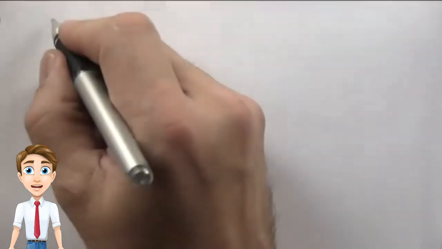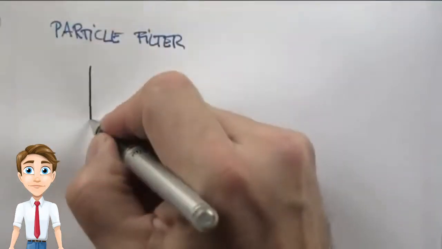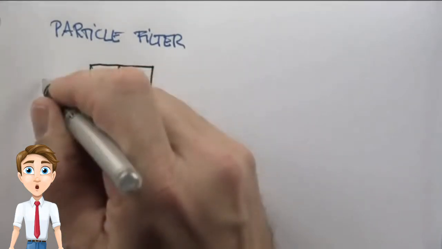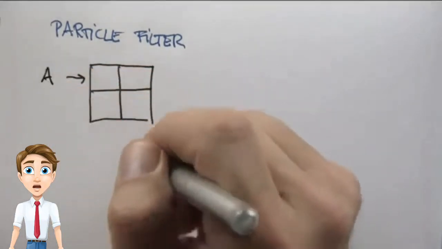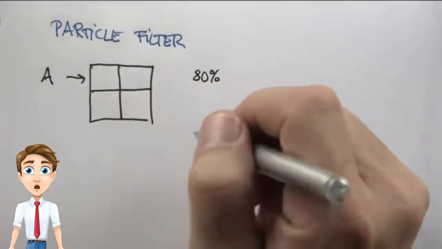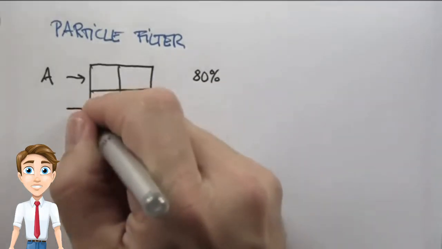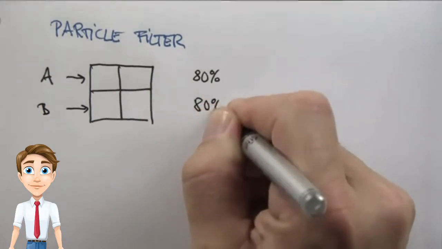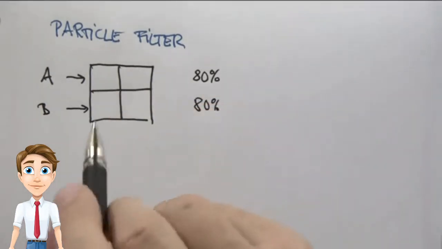This is a particle filter question. Suppose we are involved with 4 states. In these 2 states over here, we tend to observe A with probability 80%, and with probability 20% we observe B. In these 2 states, we tend to observe B with 80% probability, and with 20% probability, we observe A.